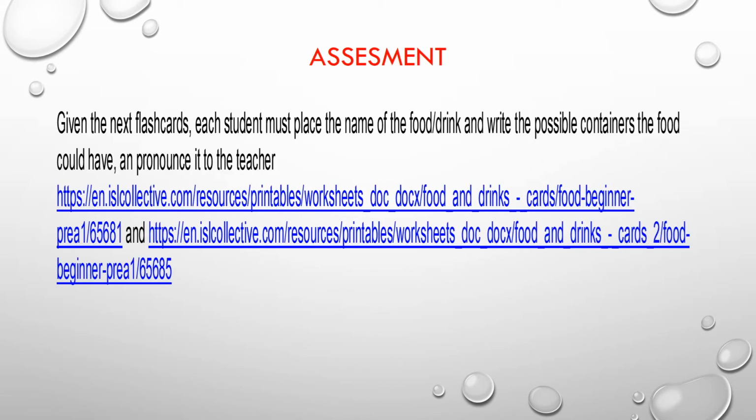Well, finally, as an assessment, they need to do the next exercise. Given the next flashcard, each student must write the name of the food or drink and the possible containers it could have, and pronounce it to the teacher. Here the teacher is going to evaluate the pronunciation of the vocabulary they had studied before. Here are the 2 links for the worksheets to work on.